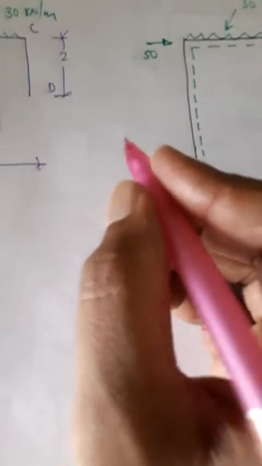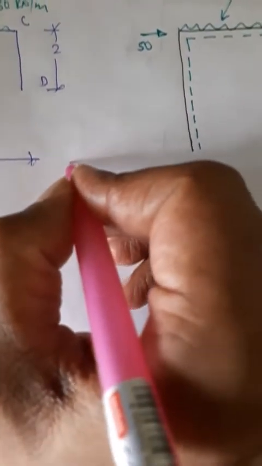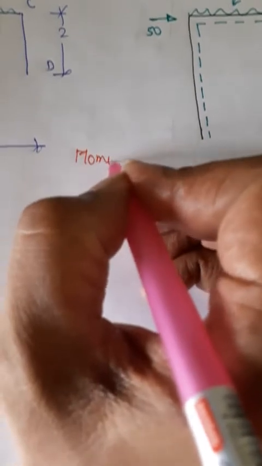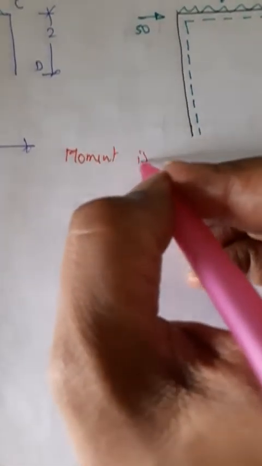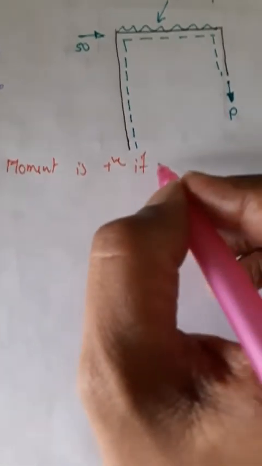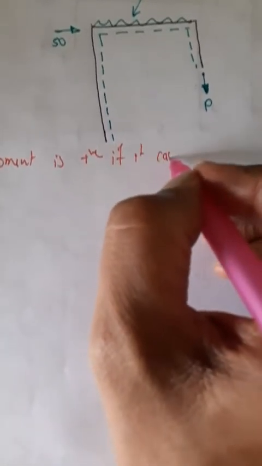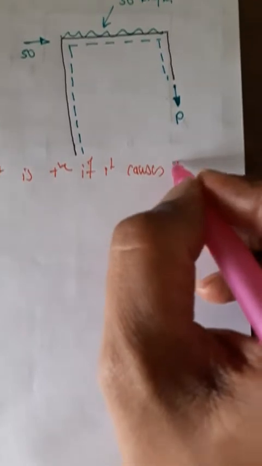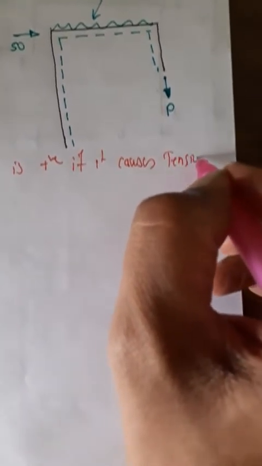We will write that note. Moment is positive if it causes tension on dotted side. Tension means elongation. There is increase in length, that is tension.